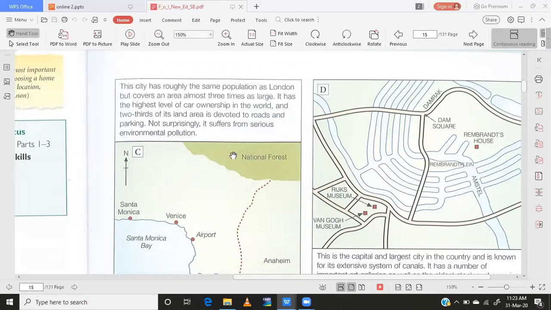Which city is it talking about? One of its suburbs is associated with the film industry. Students, it's about which city? Los Angeles, USA. Yeah, Los Angeles is the center of the film industry, which is of course Hollywood.